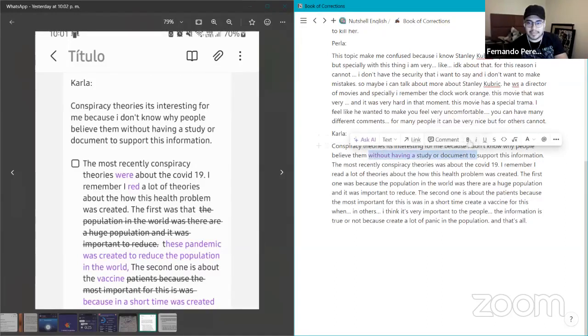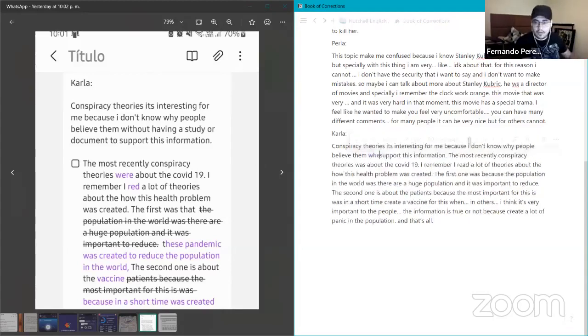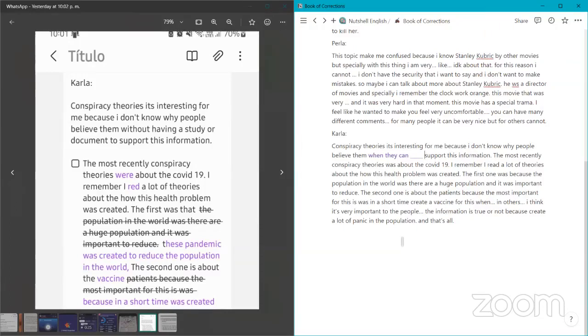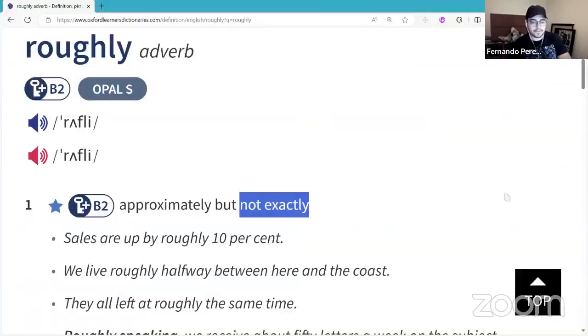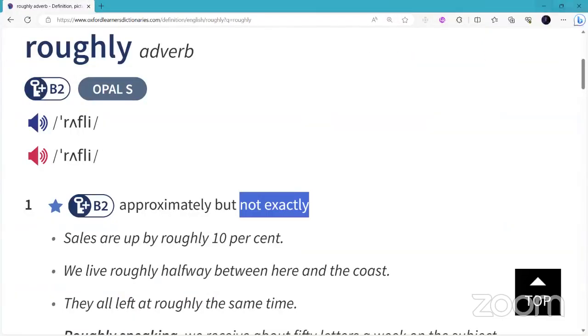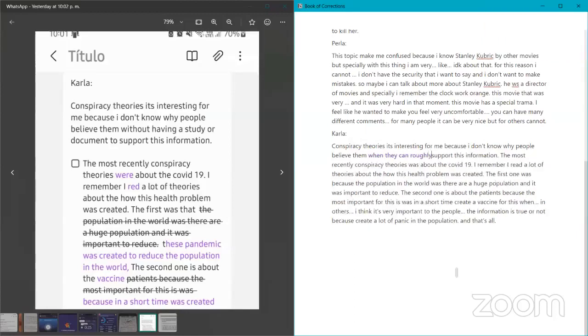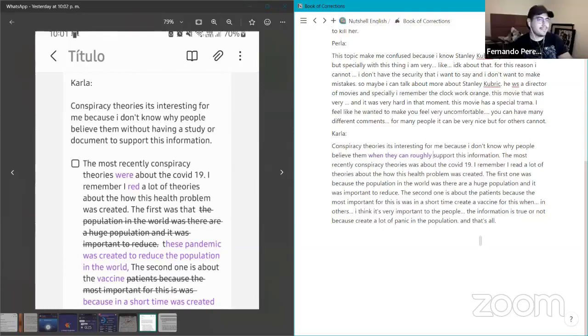Let's use the word roughly to complete the sentence by saying, when they can not exactly support this information. They can roughly. Pronunciation. Roughly. Exactly. Roughly. When they can roughly support this information, you see?